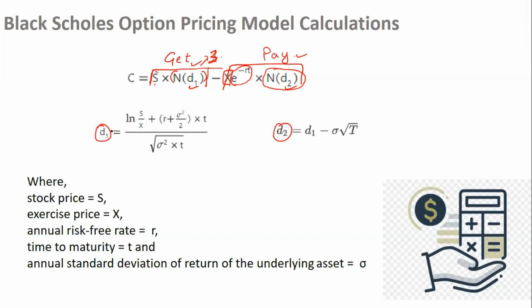So first we are going to calculate D1. This is a log normal function of stock price divided by your strike price, plus the market interest rate, plus the volatility, that is the square of your standard deviation, and your timeline. So you see all the Greeks are here. You have spot price, strike price, interest rate, volatility, and time to expiration.